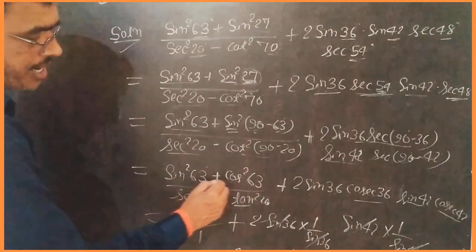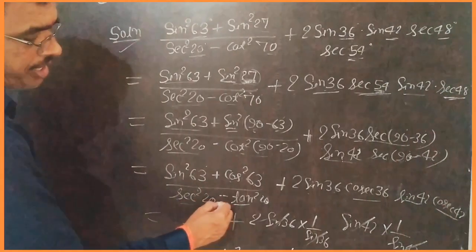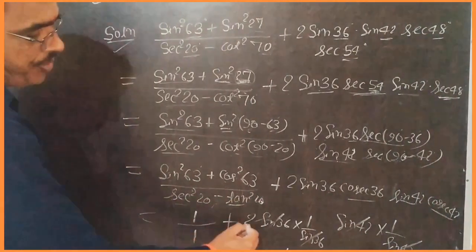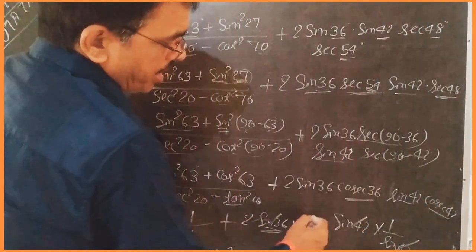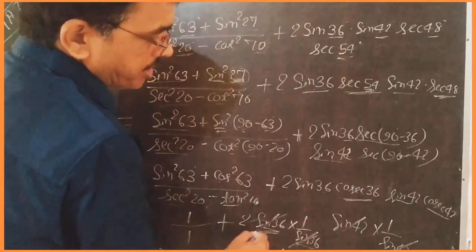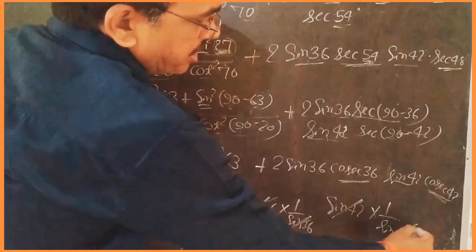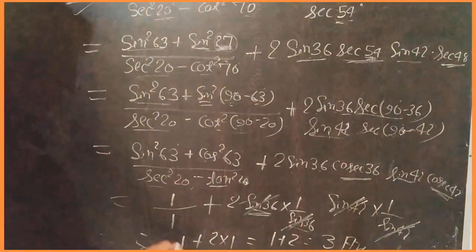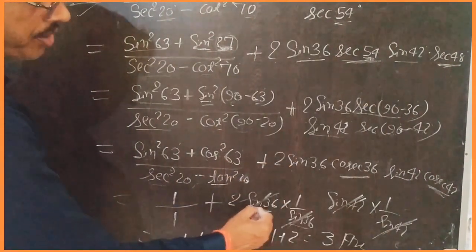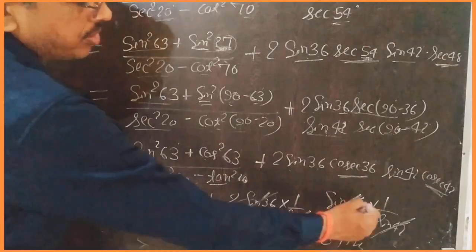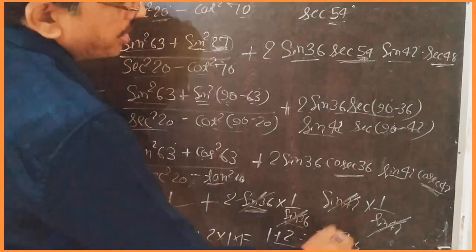What is it? The identities: sin square theta plus cos square theta, that is 1, and sec square theta minus tan square theta is also 1, plus 2 sin 36, and this cosec 36 is written as 1 by sin 36. Sin 36, sin cancel. Here is sin 42, and this cosec 42 is written as 1 by sin 42. It cancels. So what you get here? The whole first part is 1. Plus 2 into this is 1 and also 1. So 2 into 1 into 1, that is 2, 1 plus 2, and the answer is 3. That's it.